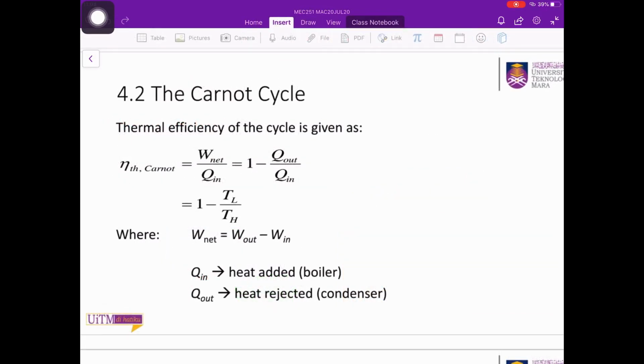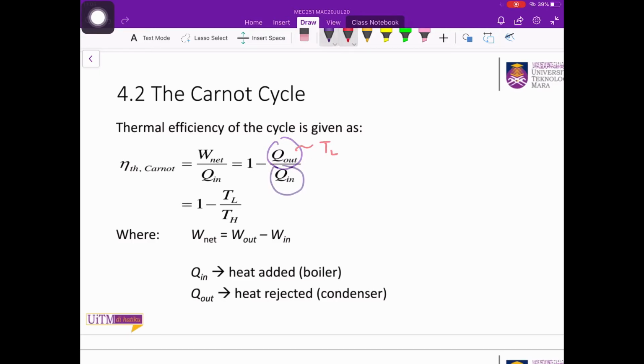In our previous discussion, we know that the thermal efficiency of a cycle can be given by this expression. Since in the Carnot cycle the temperature of the heat sink is TL and the temperature of the heat source is TH, the thermal efficiency of the Carnot cycle becomes this expression.